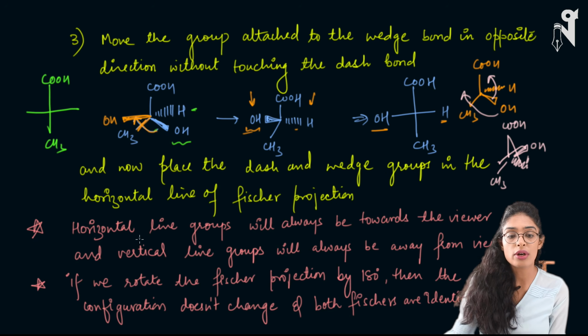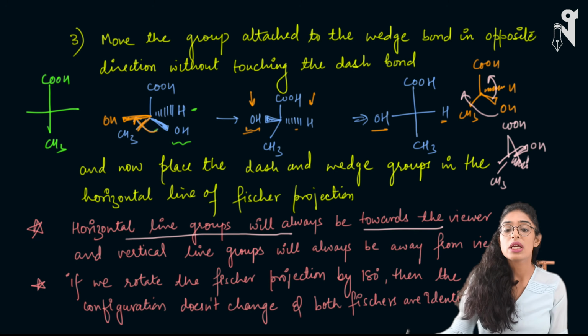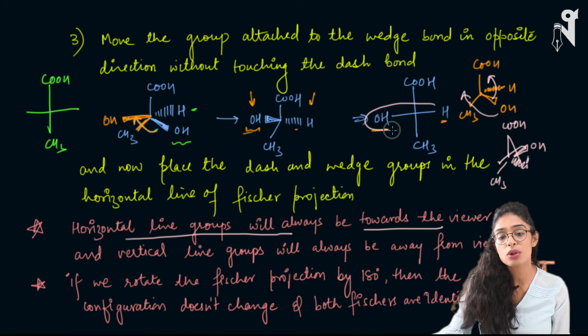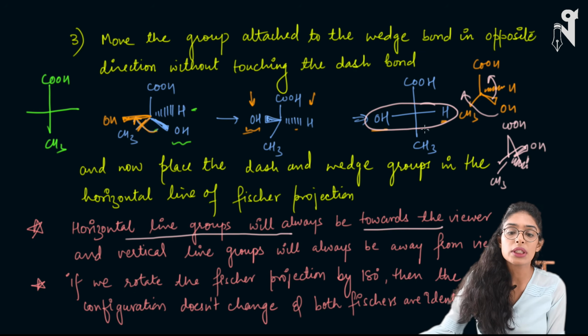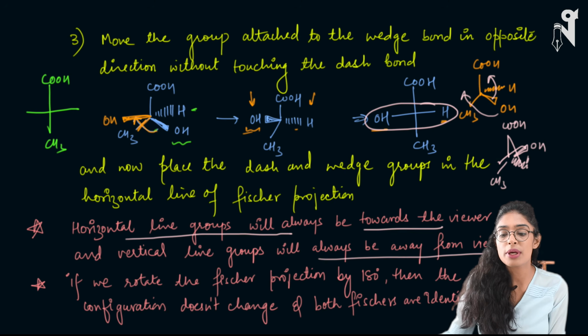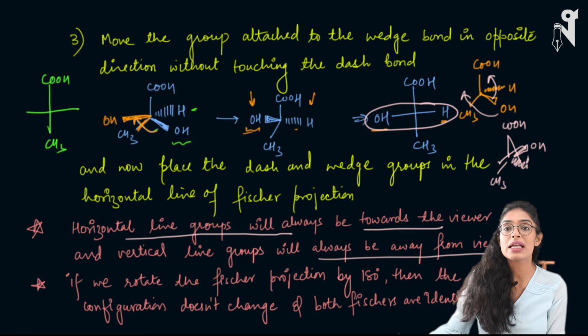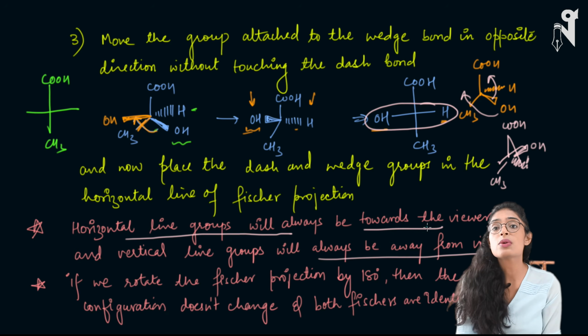Now, as I mentioned, horizontal line groups will always be towards the viewer. The horizontal line means these two are the groups which are towards the viewer in the actual 3D representation, and the vertical line groups are away from the viewer. You should know this information properly, so that whenever you have to convert a Fisher projection to wedge dash, you will use this information and it will be highly helpful.